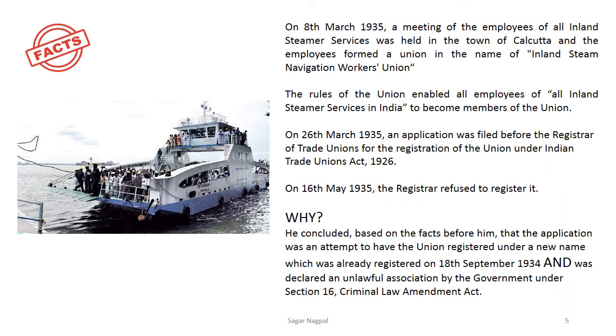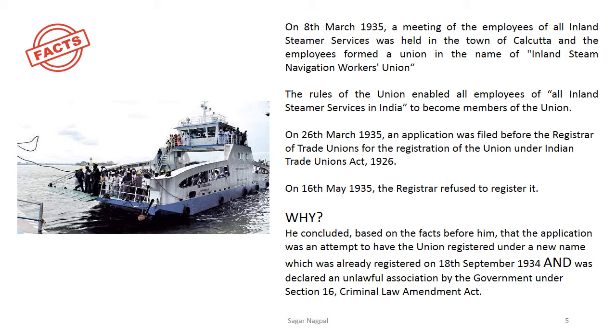Moving on to the facts of the case, on the 8th of March 1935, a meeting of the employees of all inland steamer services was held in the town of Calcutta, and the employees formed a union in the name of Inland Steam Navigation Workers Union. The image on the left is of a steamer which is used to fetch people and, let's say, small objects from one place to another, and this particular steamer operates within a particular geographical boundary, say our Indian territory.